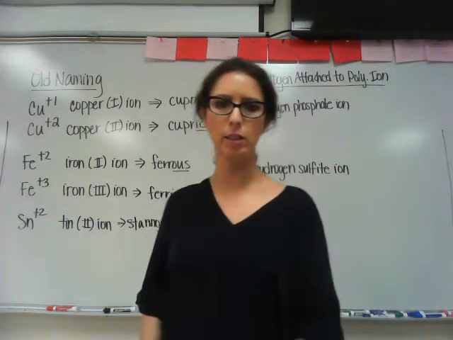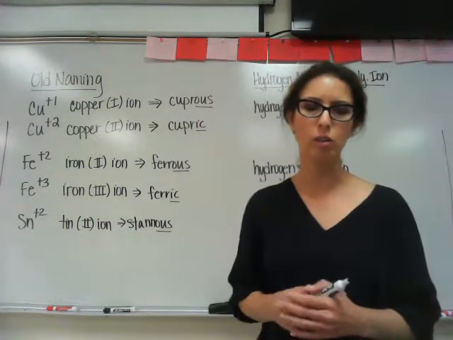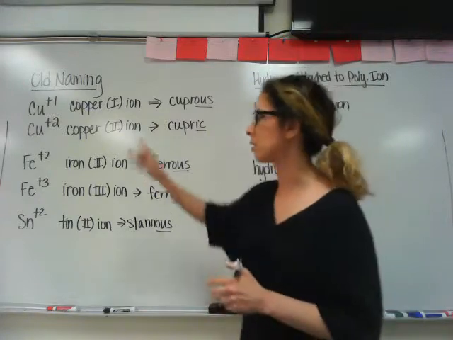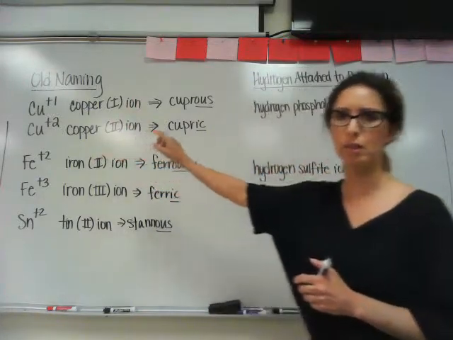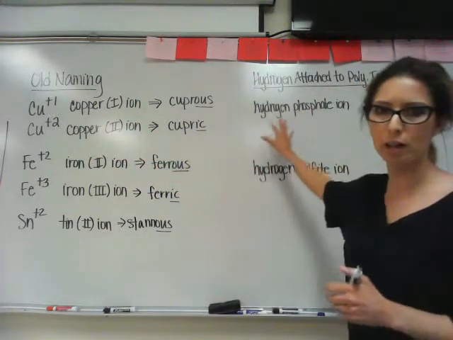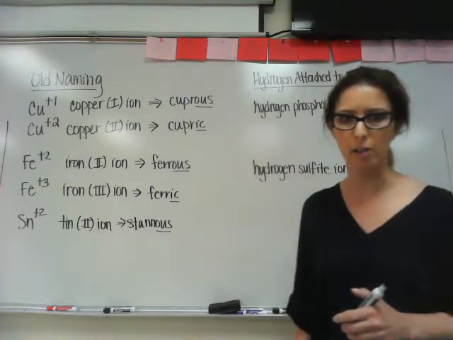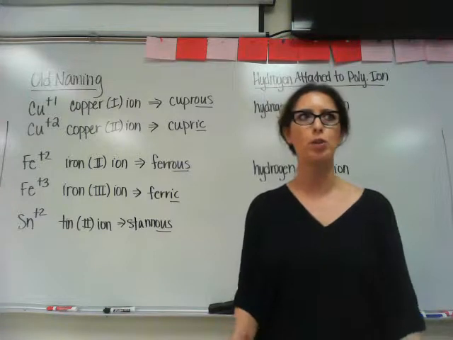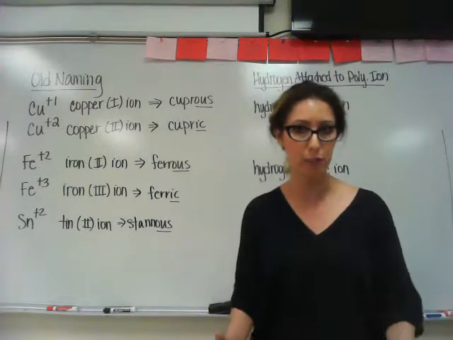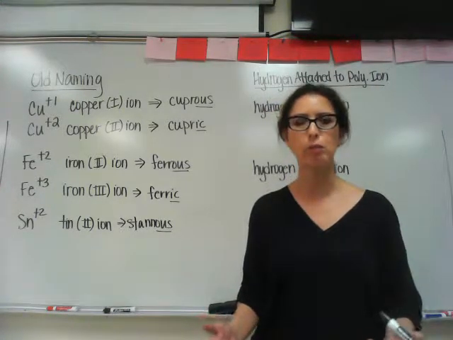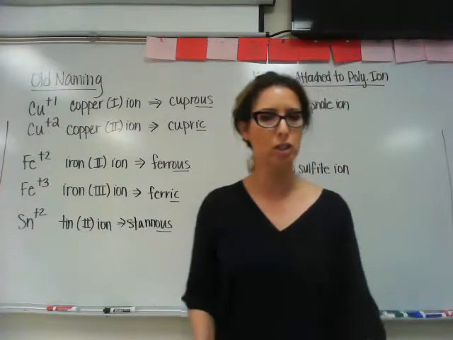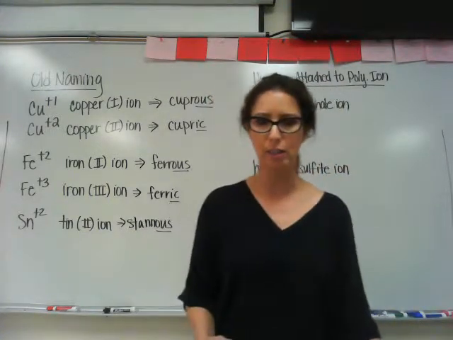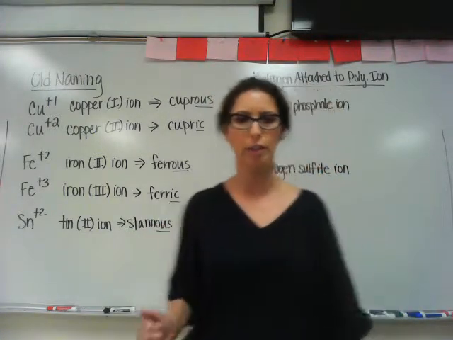Okay, so we have a couple last things to talk about in regards to nomenclature. I want to talk about the old naming system and then hydrogen attached to a polyatomic ion. So when we've got the old naming system, there are a few times when you've got transition metals which have varying charges, and instead of using the Roman numerals, they changed the endings to something slightly different. So I just want you to be familiar with it.